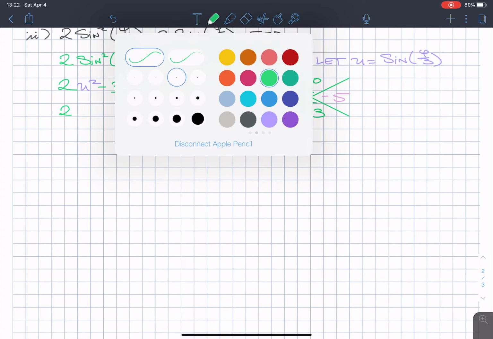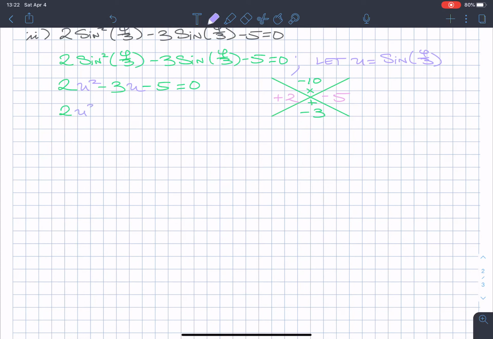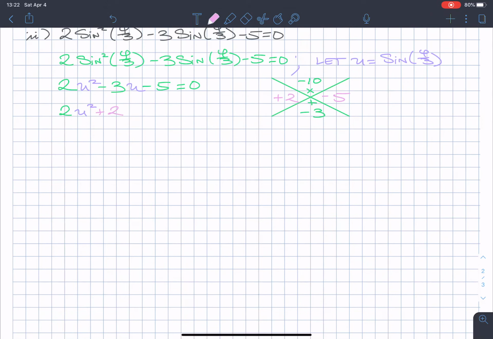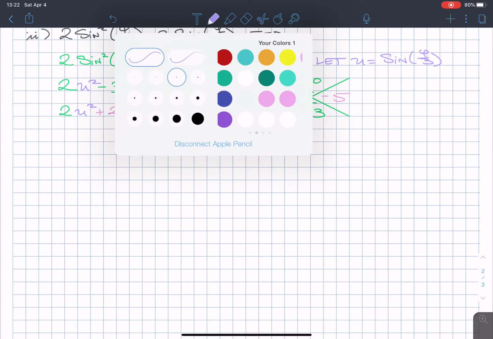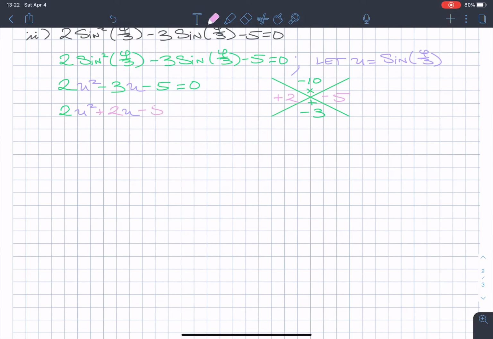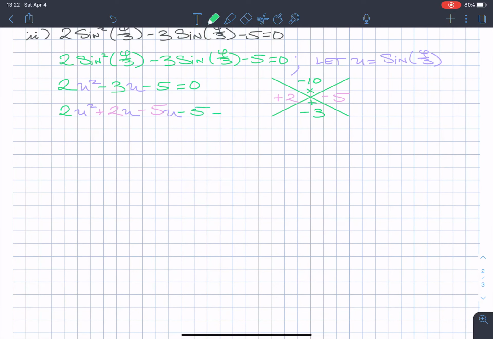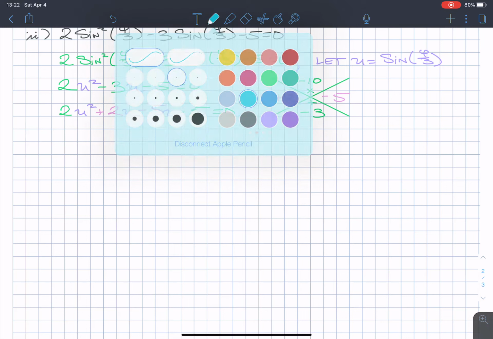My linear factor. So 2u squared plus 2u minus 5u minus 5 is equal to 0. And then I can factor by grouping.